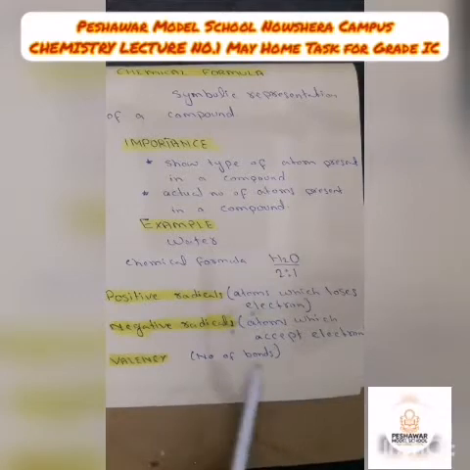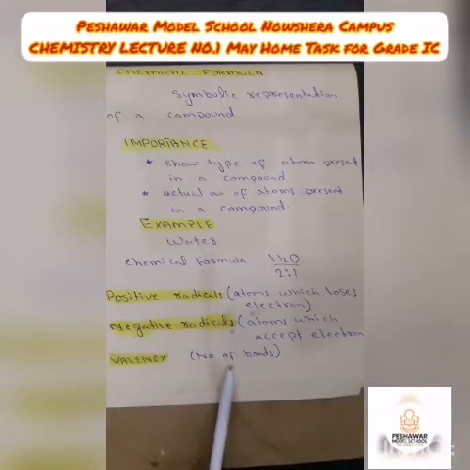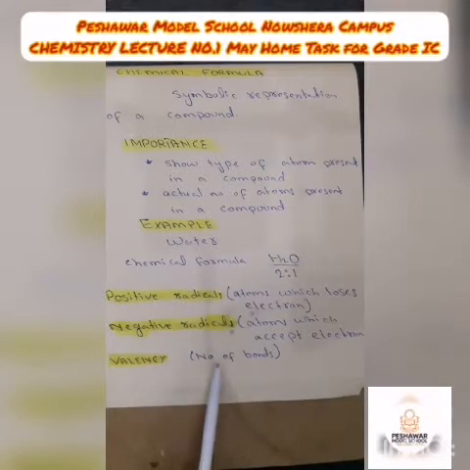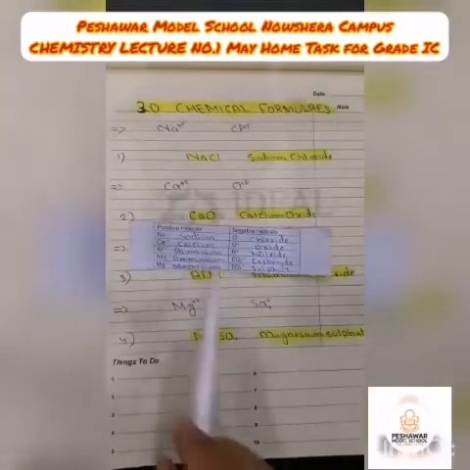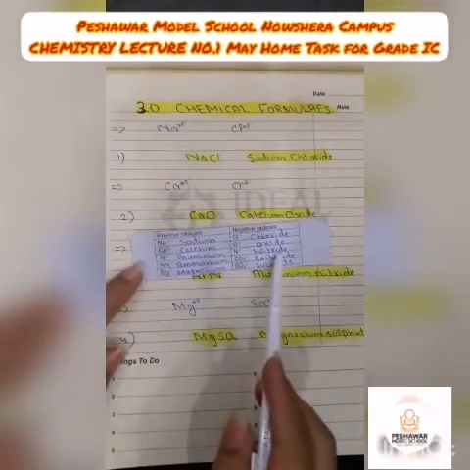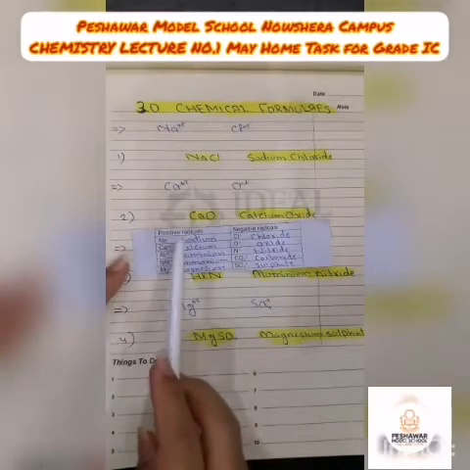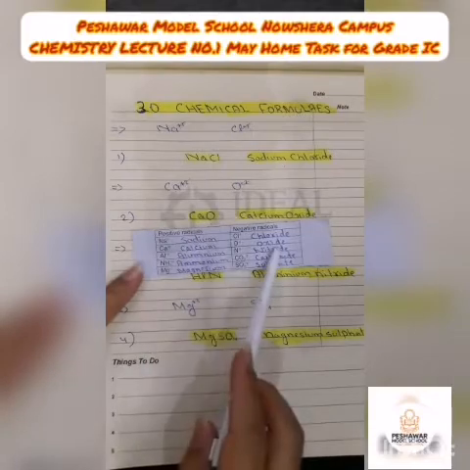Now what is valency? Valency means number of bonds. It shows the number of bonds. If an atom has a valency of +1, it will form one bond and lose one electron. If an atom has valency -1, it will form one bond and accept an electron. Now these are a few positive and negative radicals. We will form 30 chemical formulas from these positive and negative radicals.